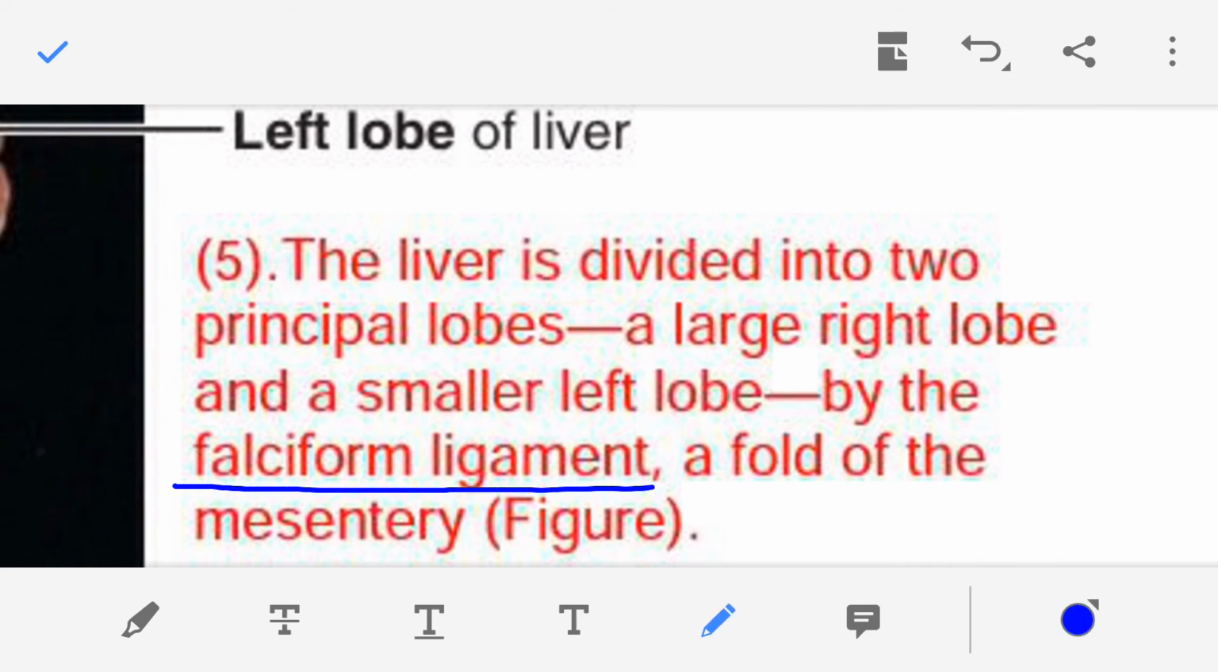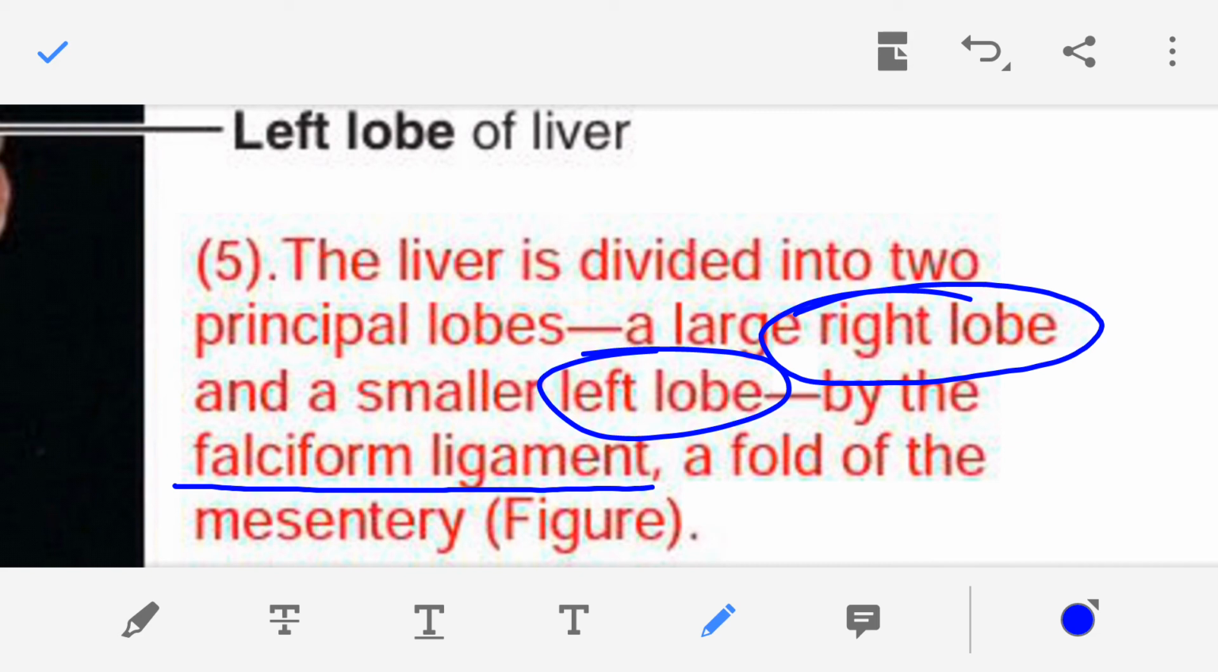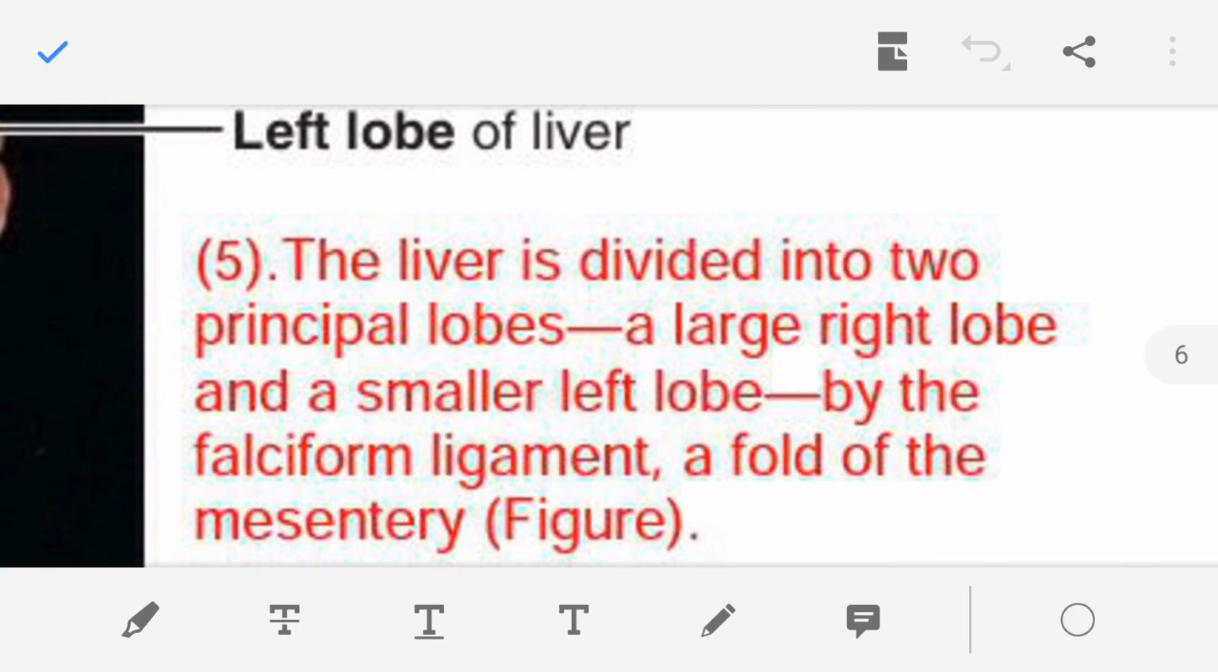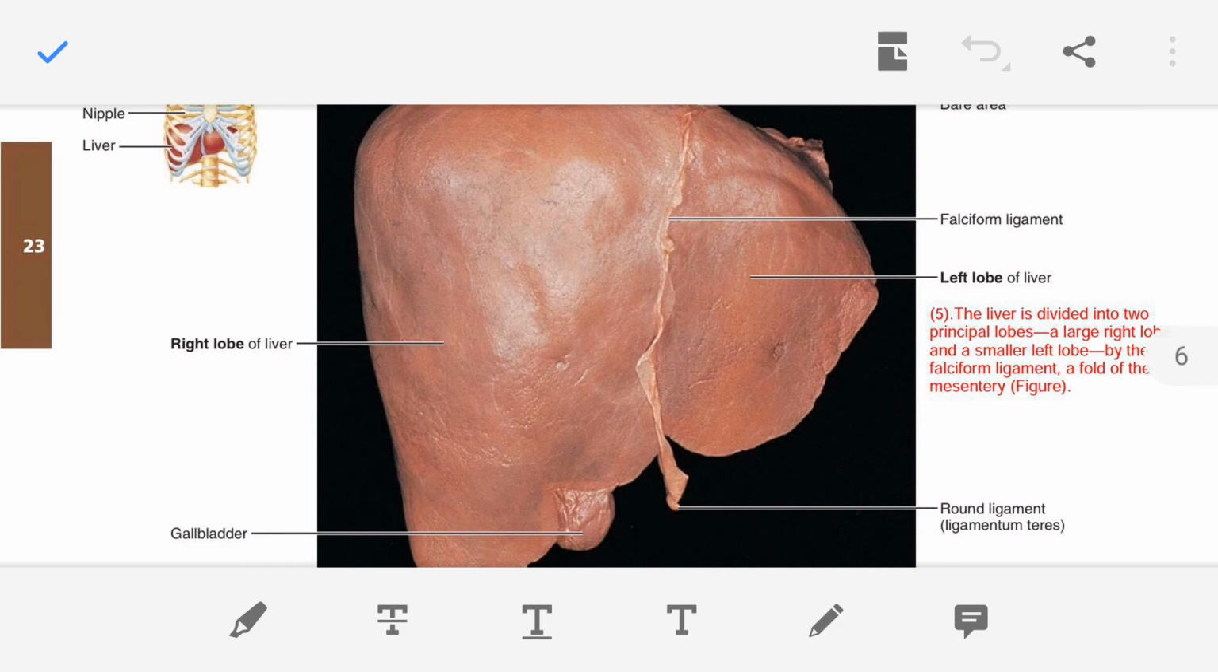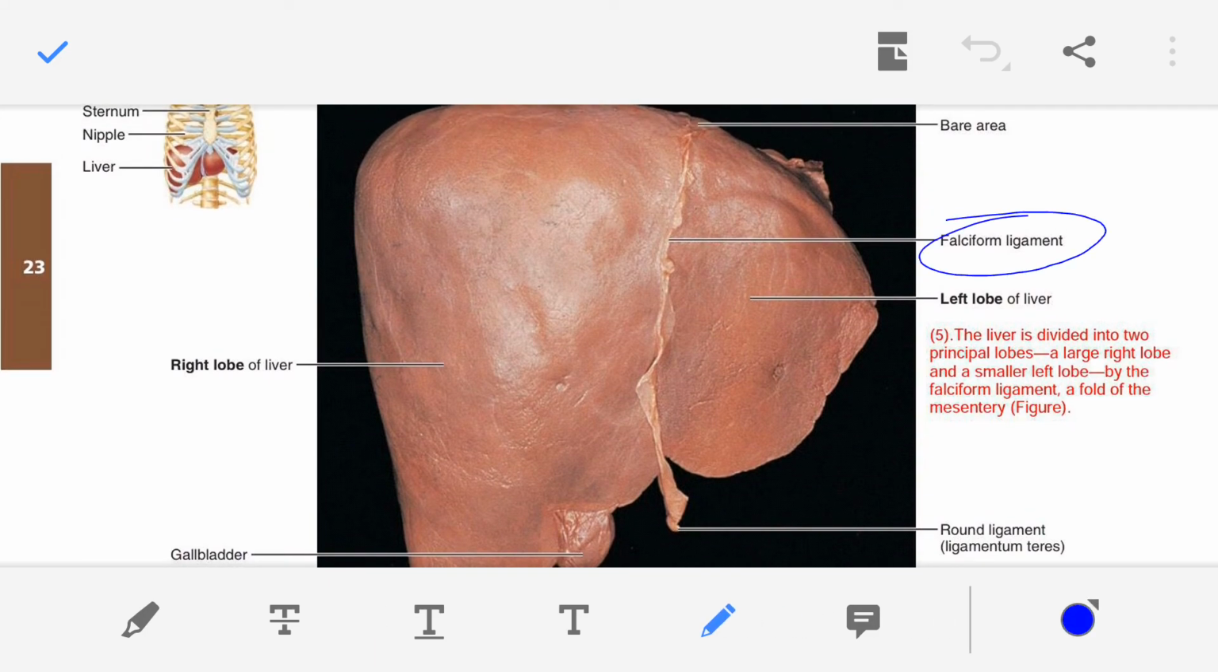falciform ligament is present. So we can say the falciform ligament is dividing the right lobe and the left lobe of liver. And this falciform ligament is actually a fold of mesentery. So, for example, here the name is written falciform ligament, and this is the falciform ligament. So this falciform ligament is dividing the right and left lobe of the liver.